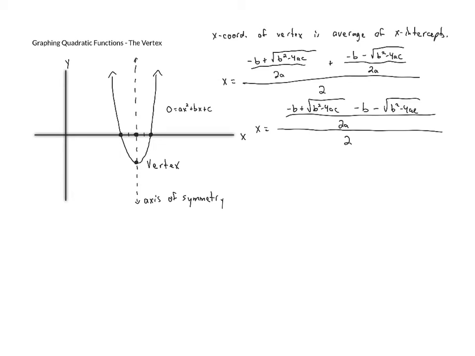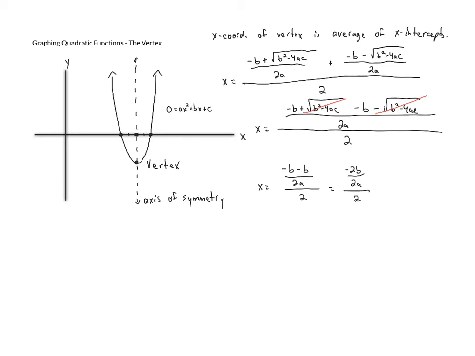Now, there is some canceling here that is beautiful. We've got a positive square root of b squared minus 4ac and a negative square root of b squared minus 4ac that cancel out when we add them together. They become 0. And then what that leaves us with is negative b minus b over 2a, all over 2. Now negative b minus b is negative 2b, so we've got negative 2b over 2a all over 2.